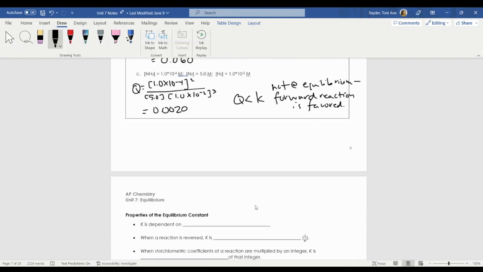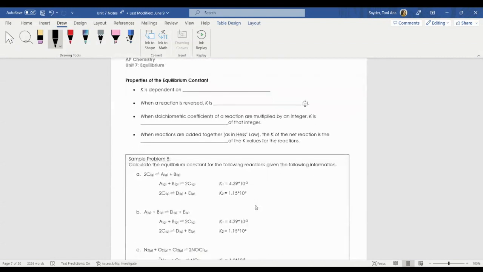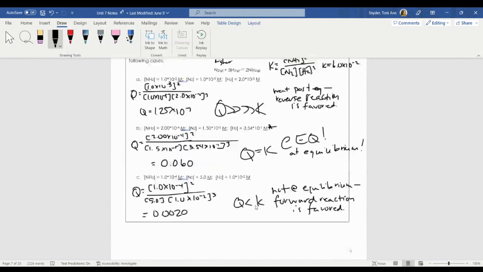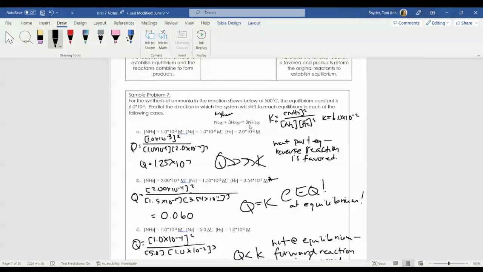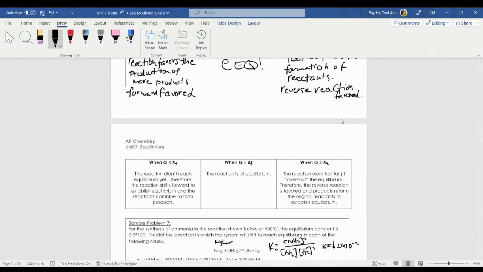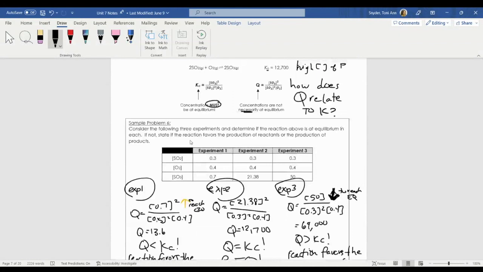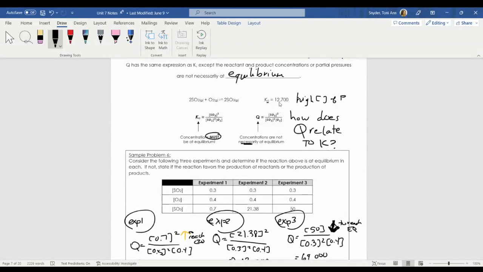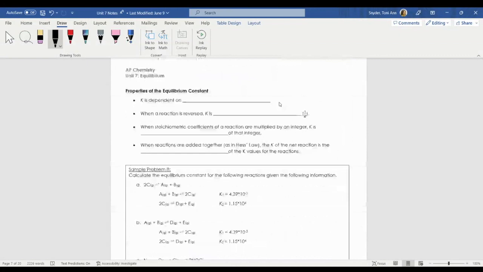What I want to talk about now in this video as well is just properties of the equilibrium constant. So back here, right, we saw that the equilibrium constant for this reaction is 6 times 10 to the negative second. We saw up here that it was equal to 12,700. So using some simple math, we can actually manipulate these values for K. And that depends on whether or not we flip our reaction, whether or not we have to multiply our reaction by 2. So we're going to see here how this particular thing works.